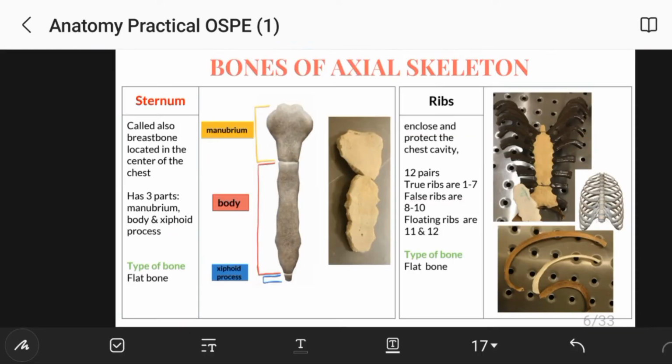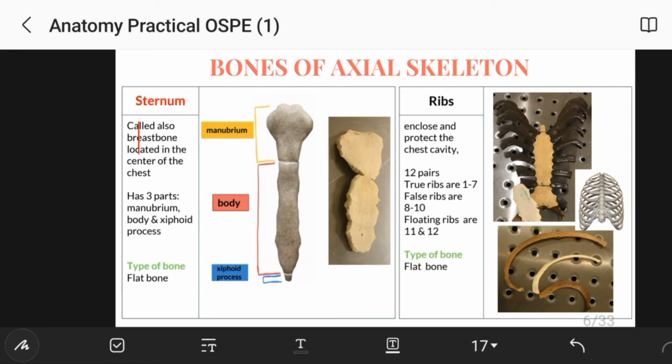Then we have, in the bones of the axial skeleton, the sternum, which has the following parts as you can see: manubrium, body and the xiphoid process. This is also a flat bone.